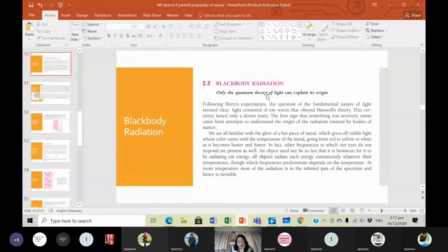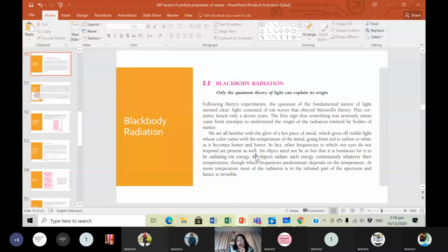What do we know about black body radiation? Only the quantum theory of light can explain what black body radiation is, ठीक है? So there's something different in black body radiation. It's not the same as electromagnetic waves, ठीक है? We are familiar with the glow of a hot piece of metal, which gives off visible light whose color varies with temperature. So basically if you have a very hot object, a hot piece of metal, for example, it's going to give off some radiation, ठीक है? That radiation is called black body radiation.